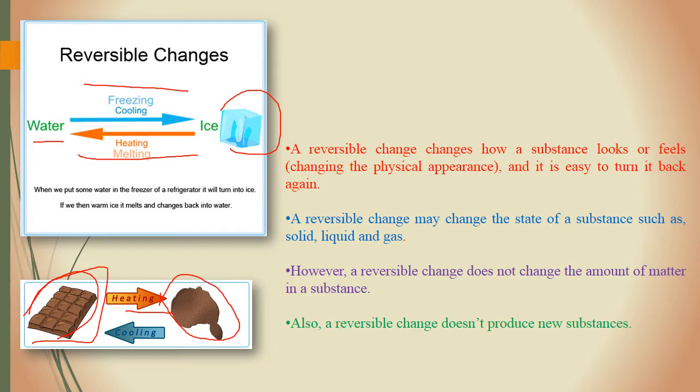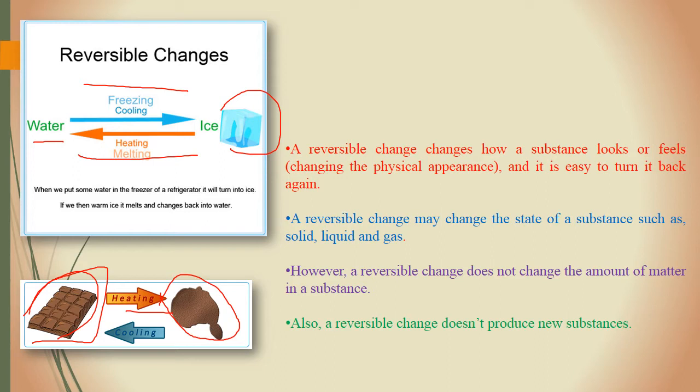A reversible change is a kind of change in which a system or a substance is allowed to regain its original shape when transforming and changing its physical appearance as well. So it is easy to turn it back. That's why it is said to be a reversible change.